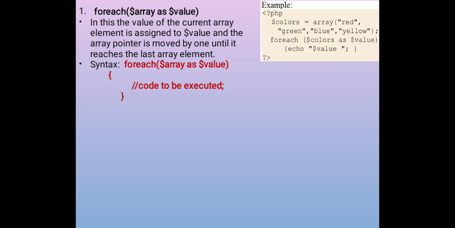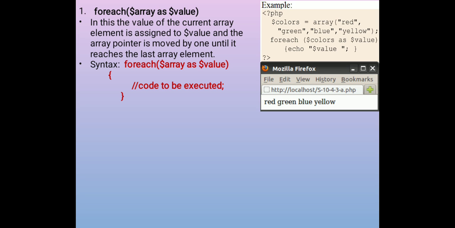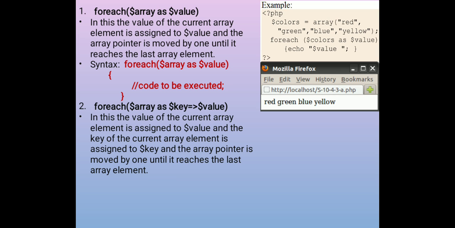For each $colors as $value, echo $value. Here the values are what are the values of the variable colors? Red, green, blue, yellow. So the output is red, green, blue, yellow. And the next type of foreach loop is foreach $array as $key => $value.